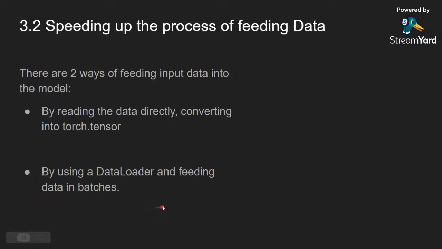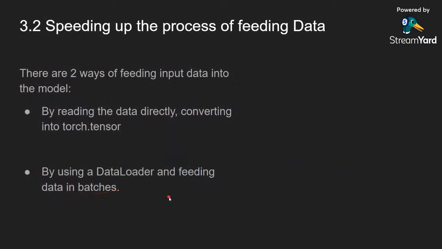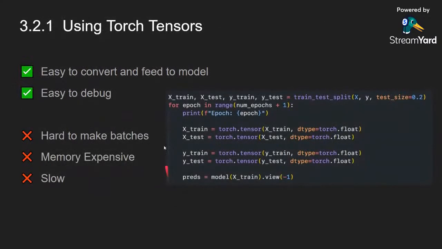Now, the other method is using a data loader. This is a more complex, more sophisticated, but at the same time more customizable method, where you can control a lot of things. Using a data loader gives you one good advantage: you don't have to manually divide the data into batches. It will automatically do this step for you, dividing the data into separate batches. So let's go over the first method, which is using torch tensors.